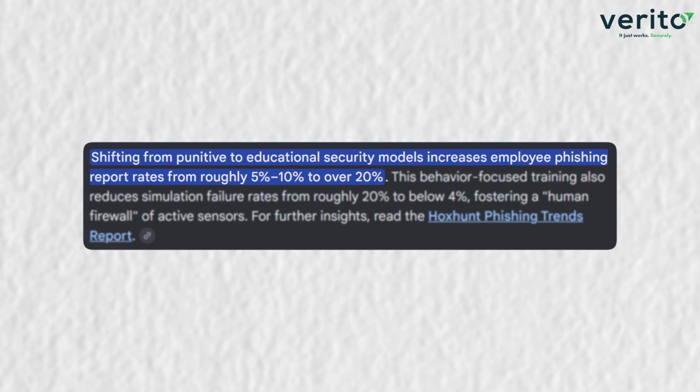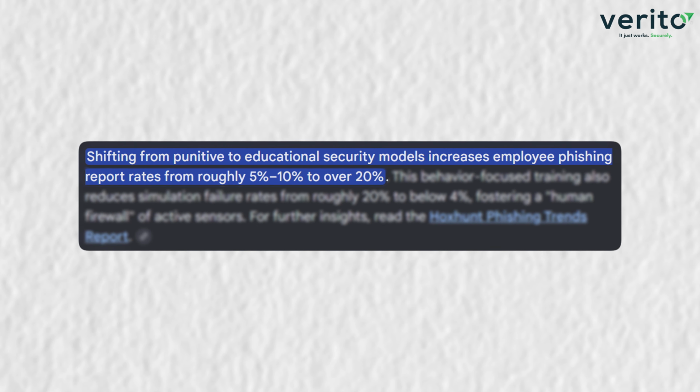Run simulations as a gotcha, two things happen. First, trust breaks down. Your team feels surveilled instead of supported. They stop reporting suspicious emails because they're afraid of being wrong, afraid of looking paranoid. Second, the actual security behavior you want, which is reporting, goes down, not up. Research from Hawk Hunt found that when firms shift from a punitive method to an educational one, phishing report rates climb from around 7% to over 20%. That's the number that actually matters, not the click rate, the report rate.